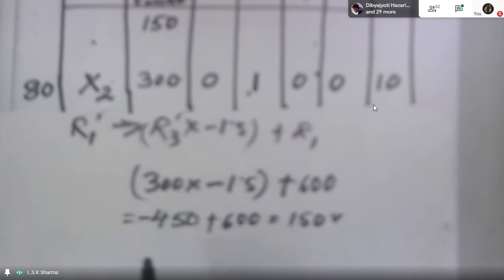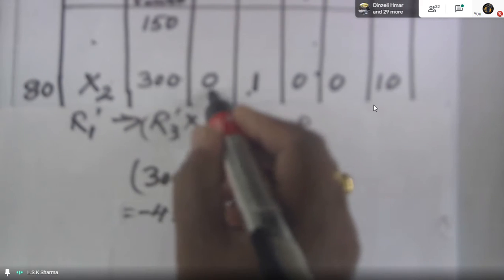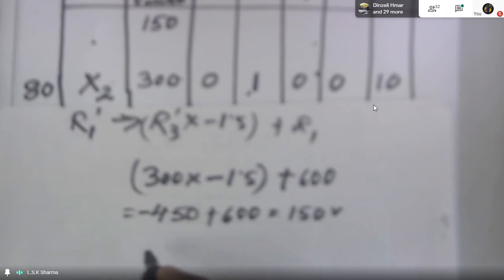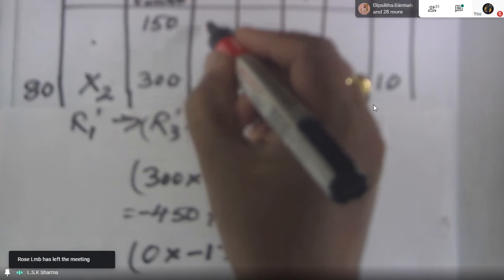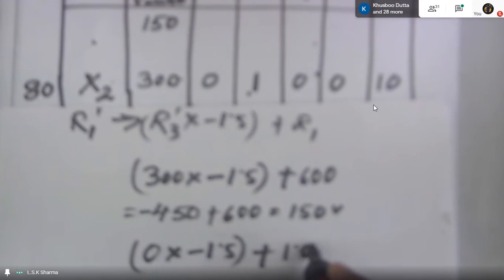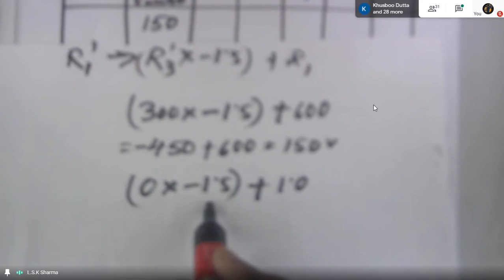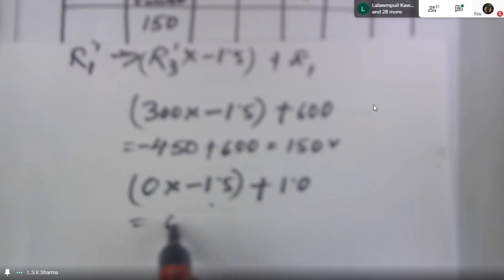Similarly, here again, the next equation, 0 into minus 1.5 plus, what was the value out here? The value out here was 1. So you put 1.0. So 0 into anything is nothing but 0 and plus 1 is nothing but 1. So here it will remain as 1.